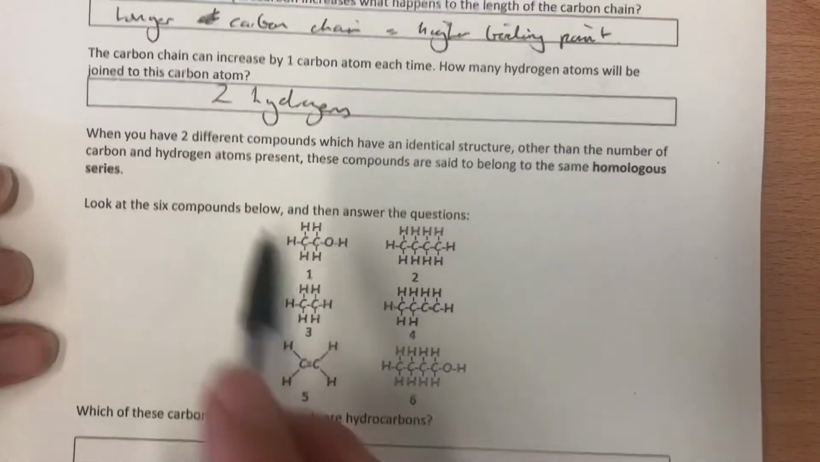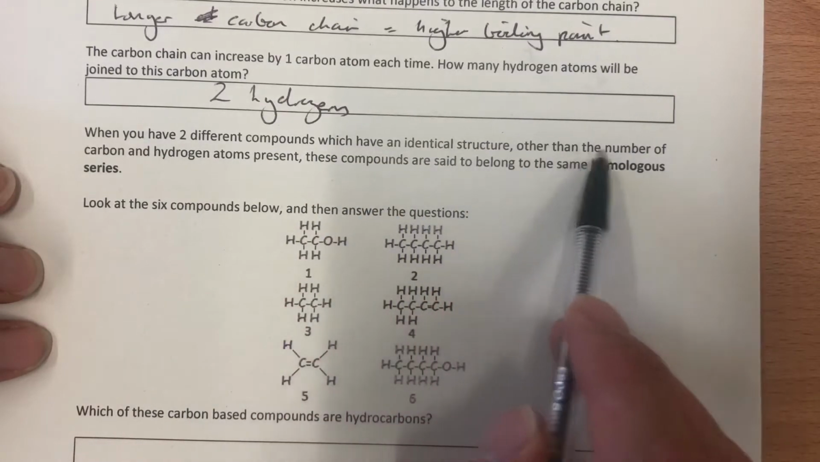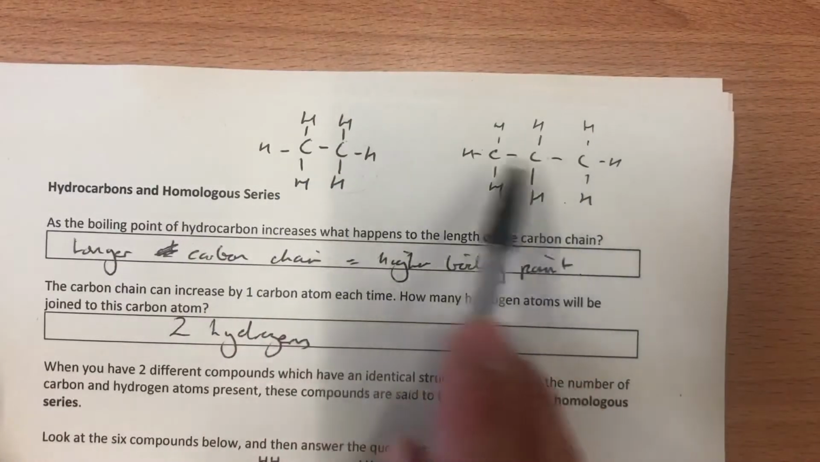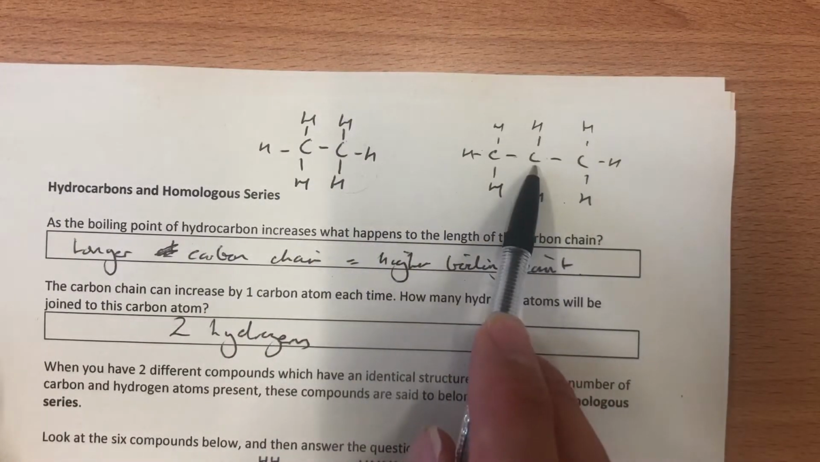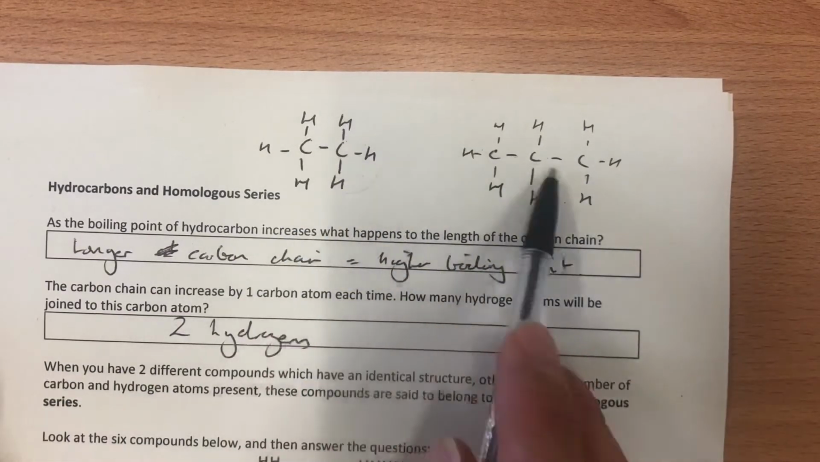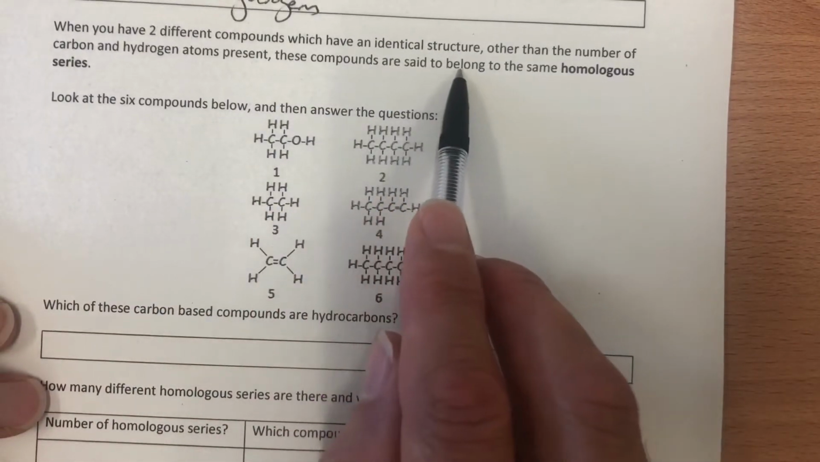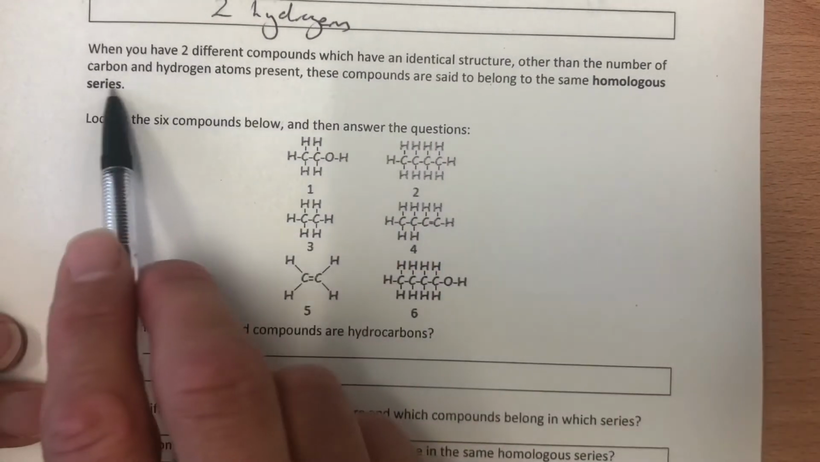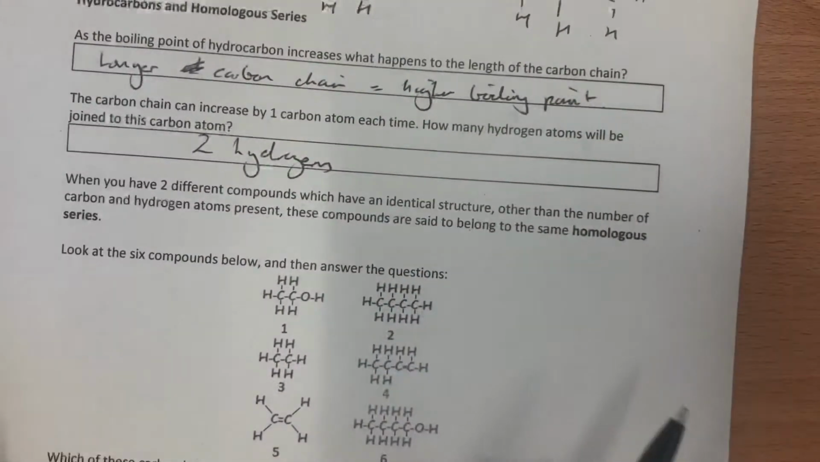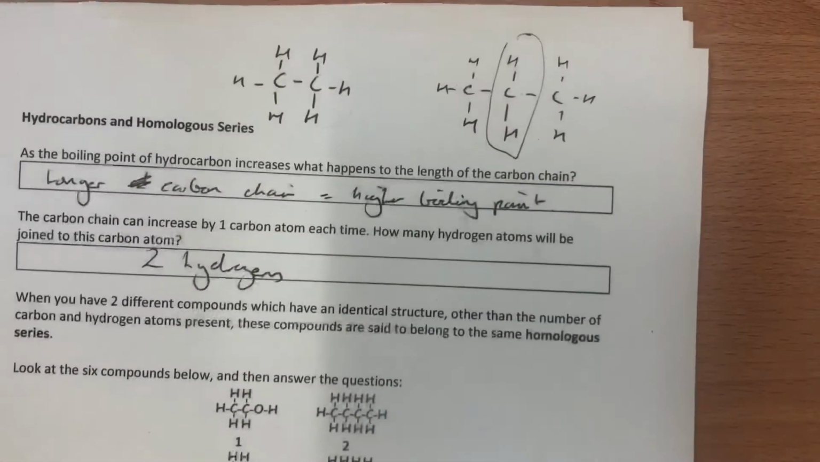Okay. When we have 2 different compounds which have an identical structure other than the number of carbon and hydrogen atoms present, like these two. These are identical other than that this one's got 3 carbons, and this one's got 2 carbons, so this has actually a couple of hydrogens as well. They're identical, aren't they, apart from a CH2 group. These compounds are said to belong to the same homologous series. So in other words, they belong to the same family of compounds. They look very, very similar indeed, apart from that CH2 group in the middle there.